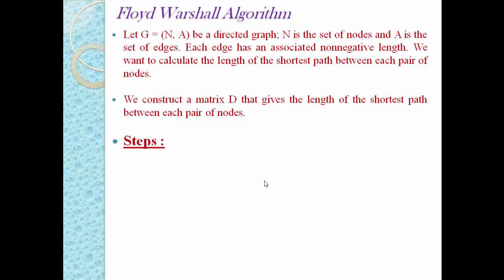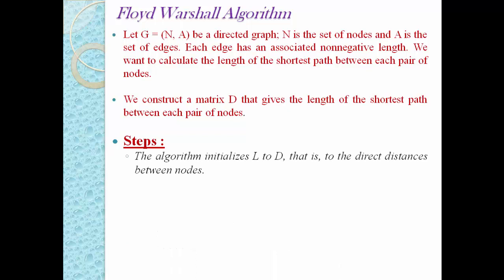There are certain steps that we need to follow to find the shortest path for all pairs of nodes. Step number 1, the algorithm initializes L to D, that is the direct distance between nodes. So the first step of the Floyd Warshall algorithm is to identify the direct distance between all the nodes and store it inside one matrix. This matrix is known as the capital L matrix. This L matrix we have to initialize into the capital D matrix. It means that initially we identify the direct length from one node to another node and store it inside the matrix, known as the capital D matrix.